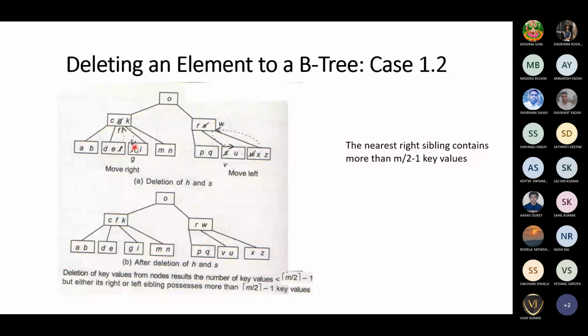Now deleting H will create some imbalance in the leaf node. So what we are doing is we are deleting the nearest left sibling, one node we are moving it to the right root node, and root node we are bringing it to the child. So this will bring some balance in the tree.